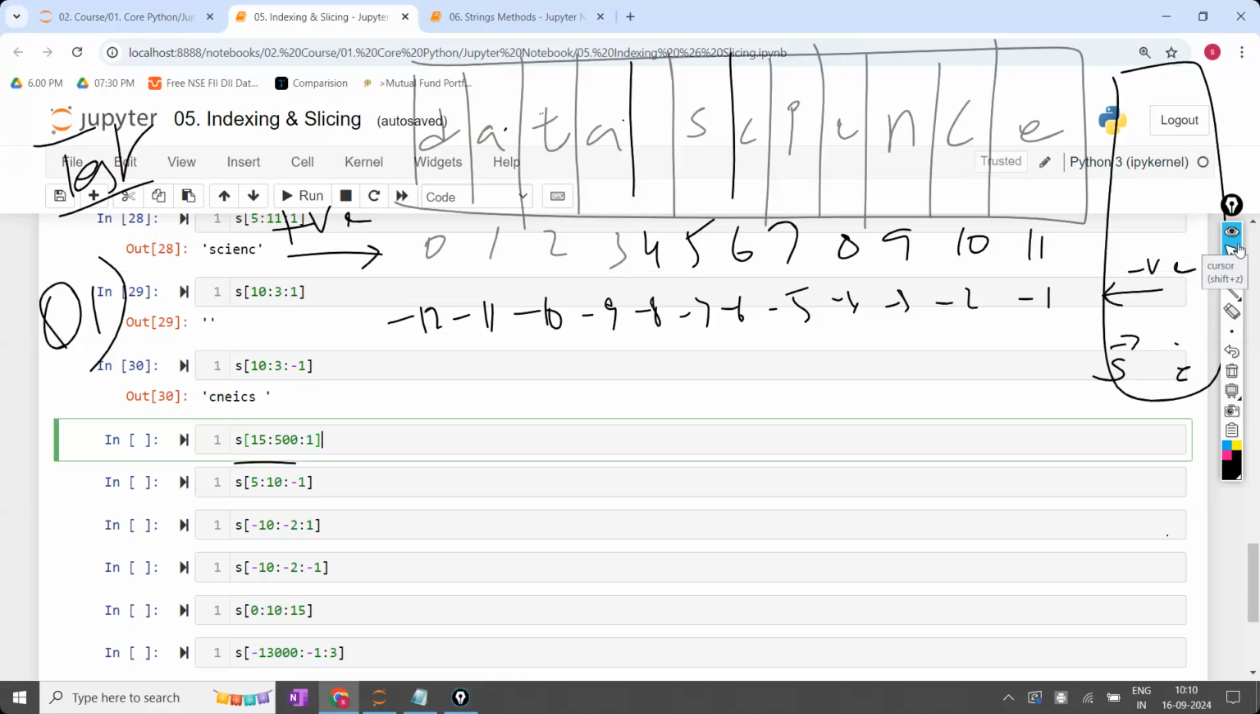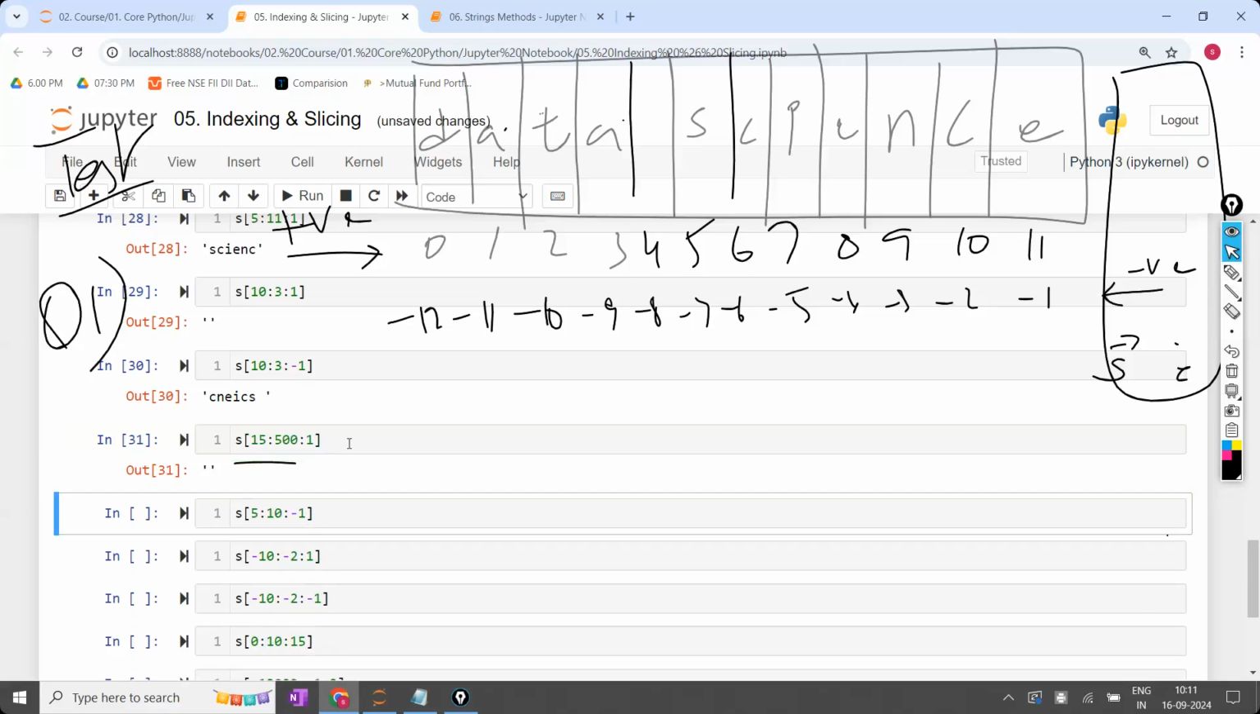Index error is never possible in slicing. Index error is only possible when you are doing indexing, when you are trying with a single number. When you are trying with multiple numbers, you will never get an index error. If nothing is available, it is only empty. So the output is an empty string.